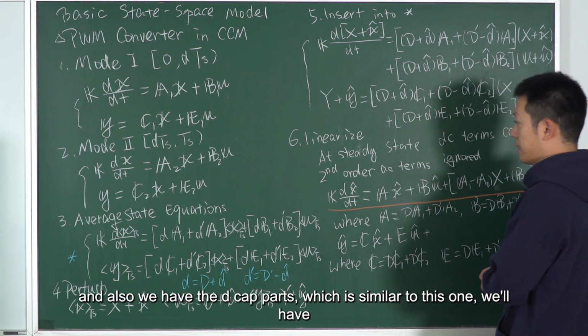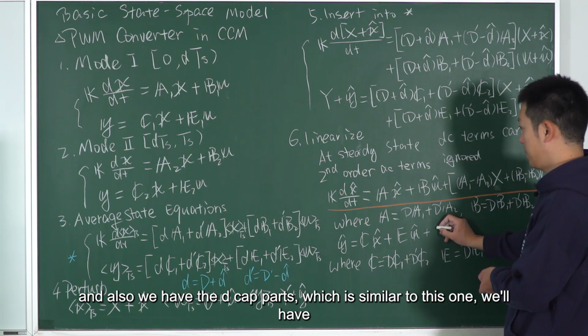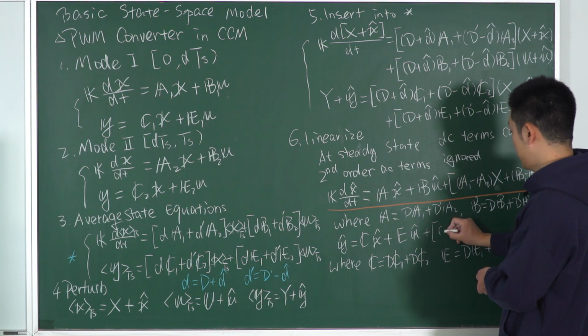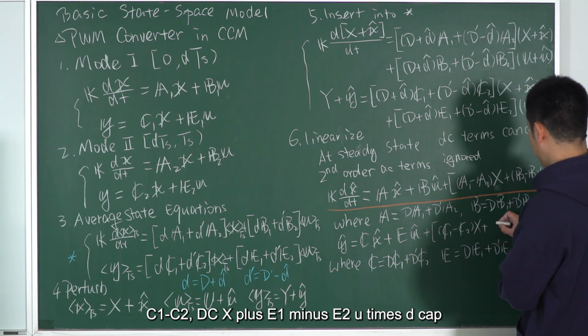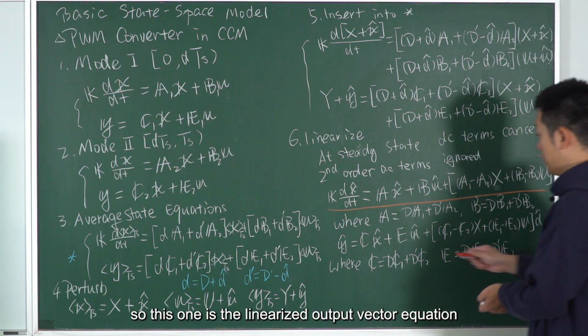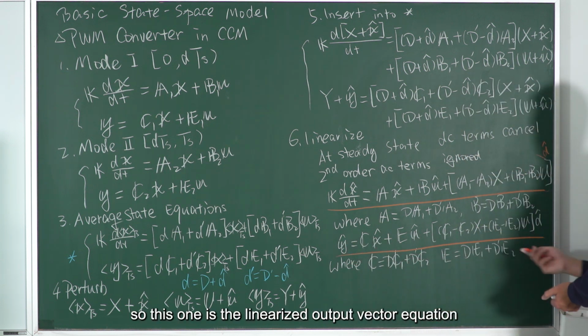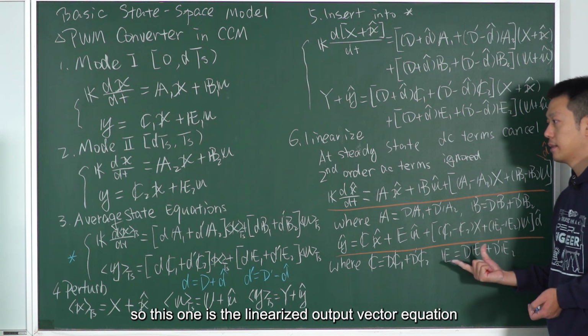And also we have the D cap parts, which is similar to this one. We'll have C1 minus C2 dcx plus E1 minus E2 U times D cap. So this one is the linearized output vector equation, right?